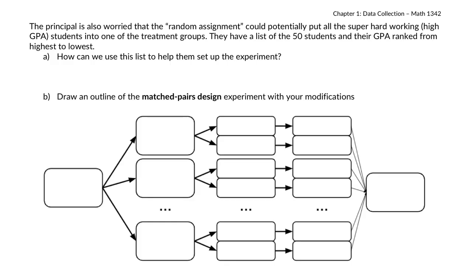What if? Because that's the right idea, where we're trying to split and make sure that there's the same number of high and low GPAs in each group. What if we paired up the number 1 GPA and the number 2 GPA? And we made sure between number 1 and number 2 that they were in opposite groups.